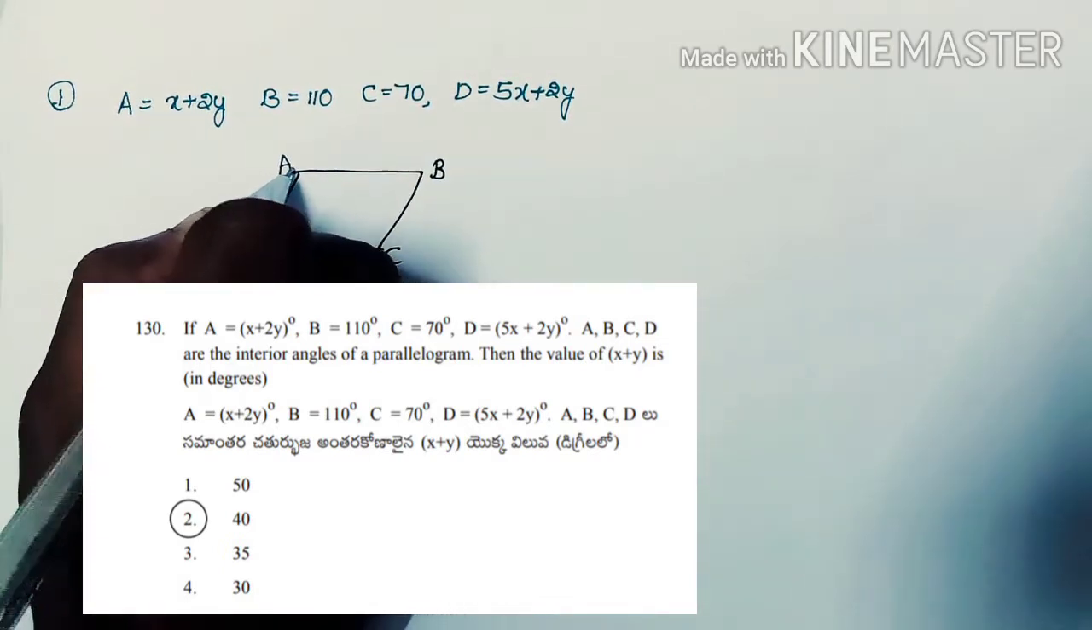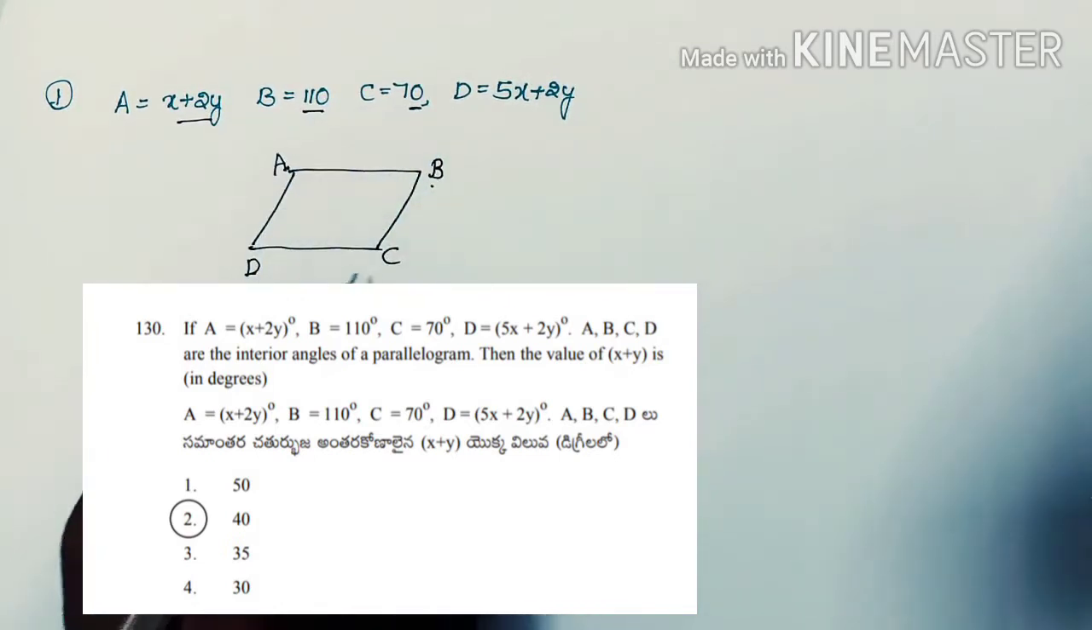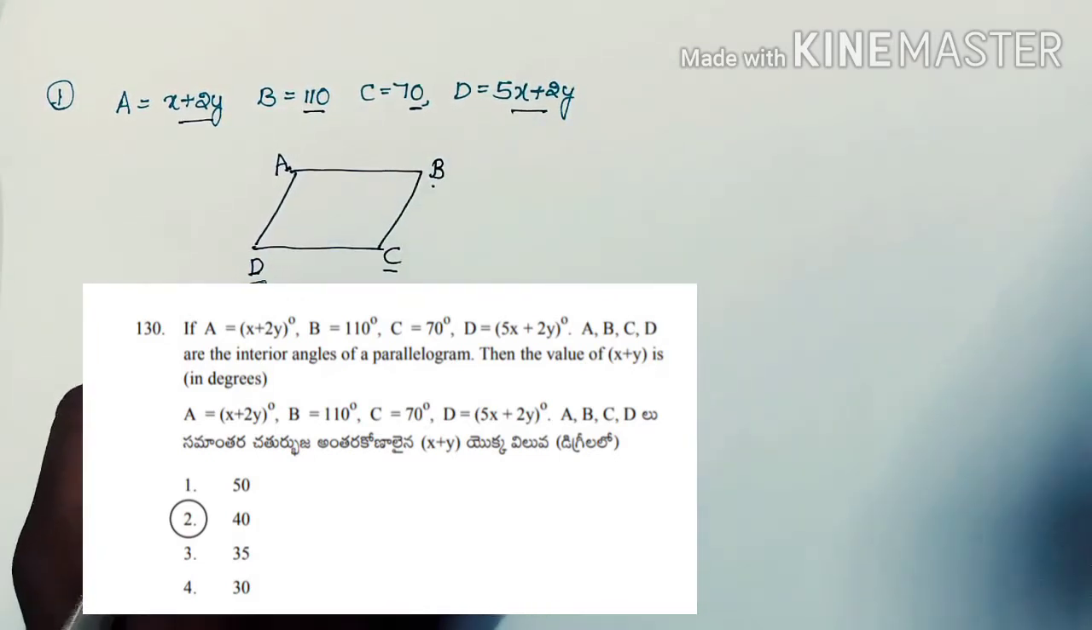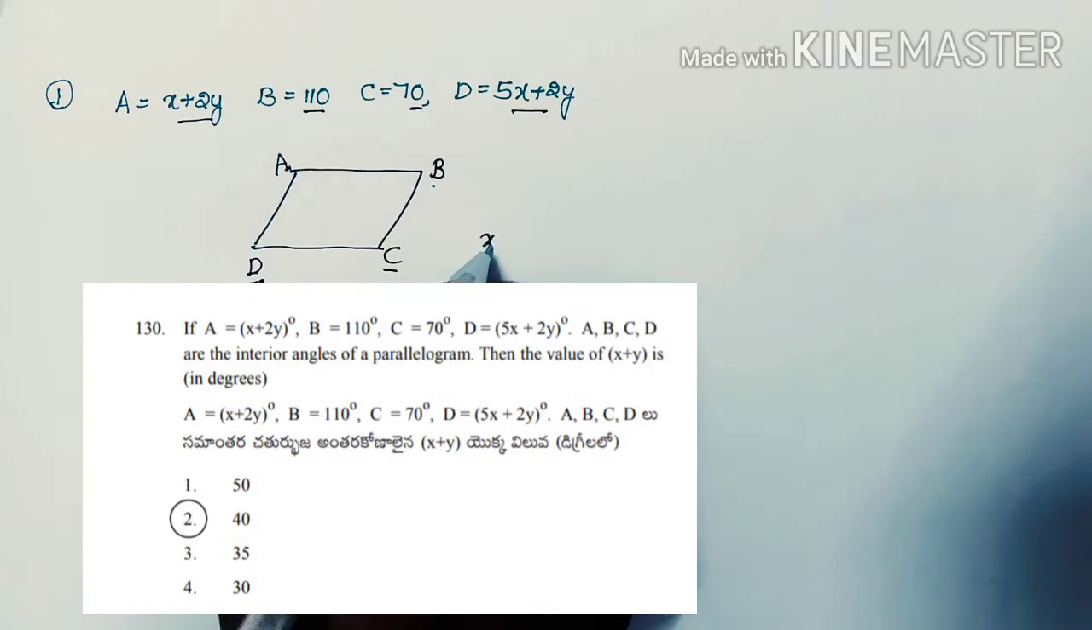So given that a is equal to x plus 2y, b is equal to 110, c is equal to 70, and d is equal to 5x plus 2y. Then ABCD are the interior angles of a parallelogram. Then the value of x plus y is equal to, we have to find the value of x plus y.